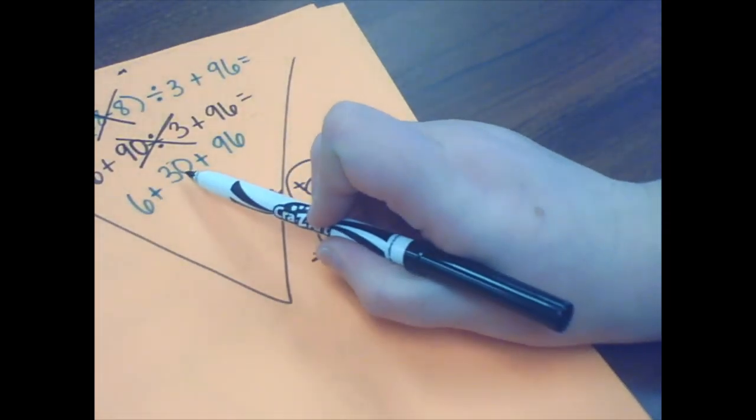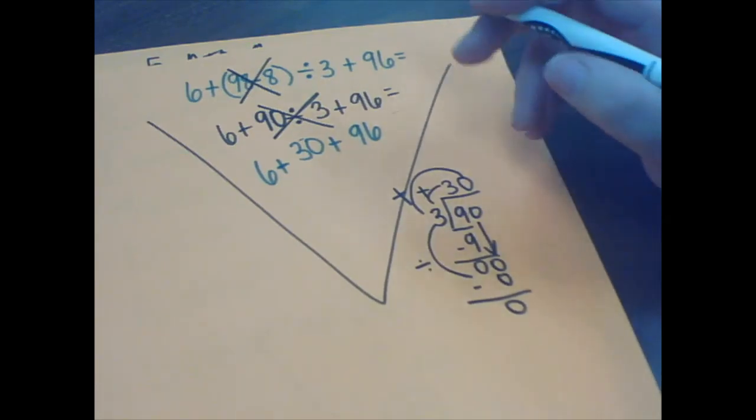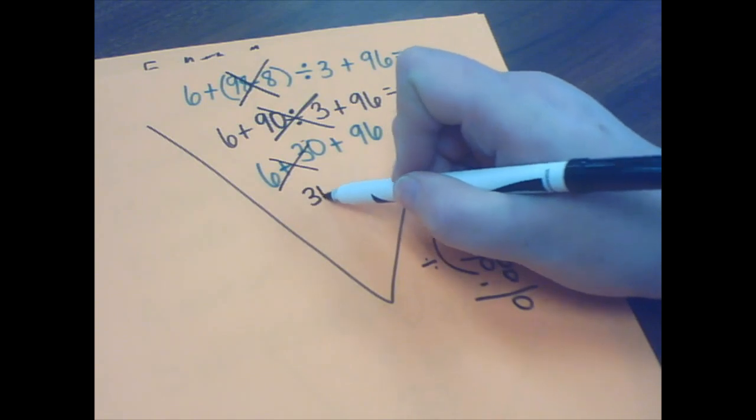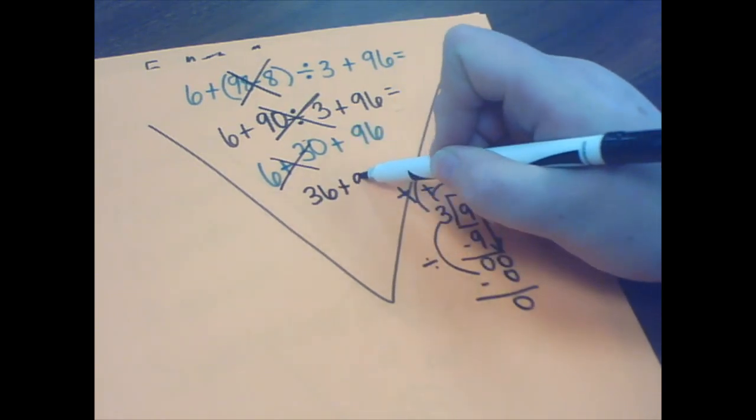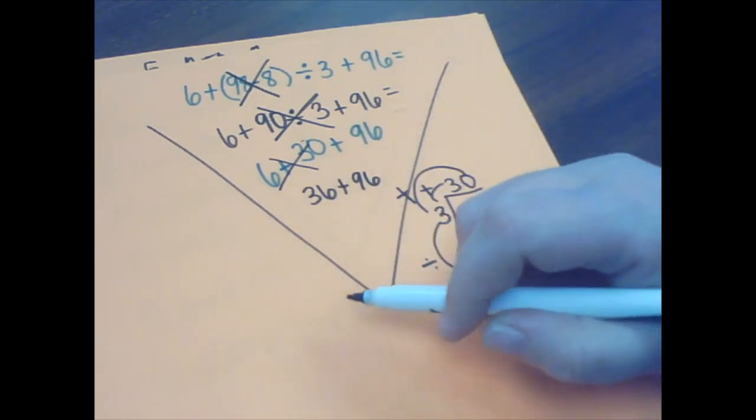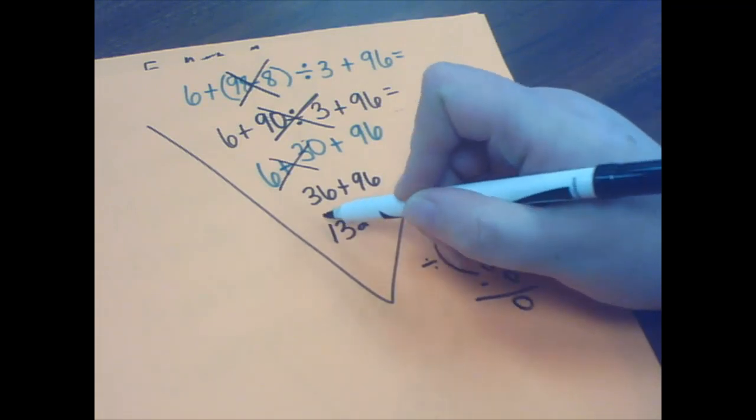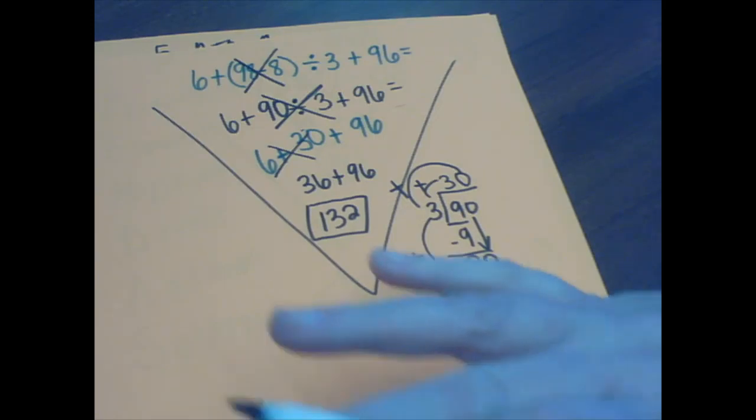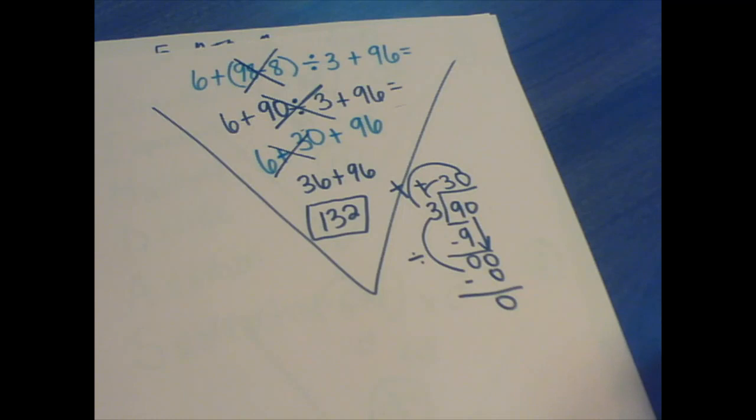And it looks like I have 6 plus 30 plus 96. So I can just add straight across. So 6 plus 30 is going to give me 36, then drop it down. 36 plus 96 gives me 132, which is my answer. All right, so that's how we follow the order of operations, okay? But it does get a little bit trickier, okay? And I'm going to talk to you about that right now.